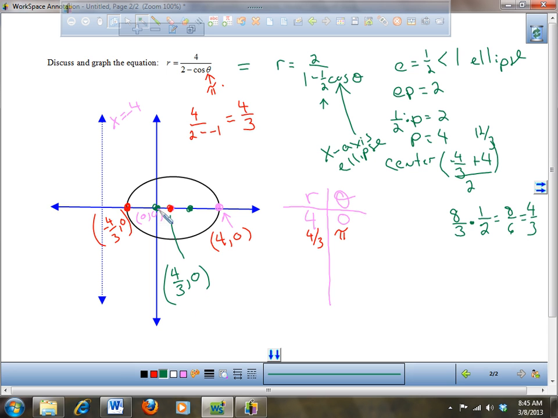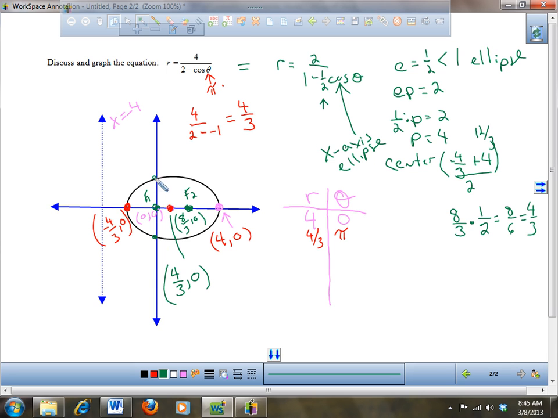Now, the other thing I have to find is this focus. Well, this focus is just going to be the same distance as this focus. Here's focus 1, so where's focus 2? If this is 4/3 away from the center, what's this focus going to be? 8/3. Nice. So this point would be 8/3, comma 0, because it's the same distance from the center as this one is.